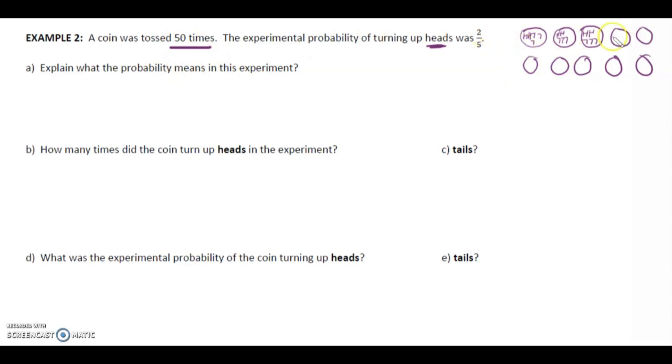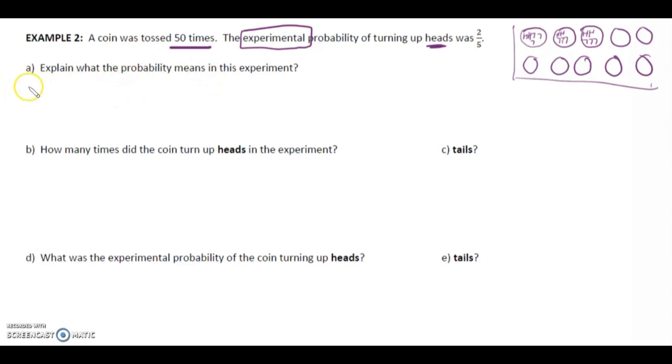Okay, so we're looking at the grand scheme of these 50 tosses. What is going on? Okay, so again, experimental probability, that's what we're focusing on. Okay, if it was theoretical probability, it'd be 50-50, right? It'd be half the time it's heads, half the time it's tails, because there's two outcomes. But it's not in this case. So explain what the probability means in this experiment.